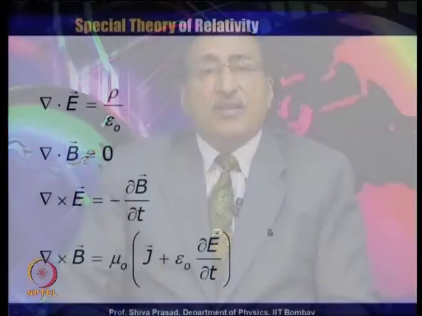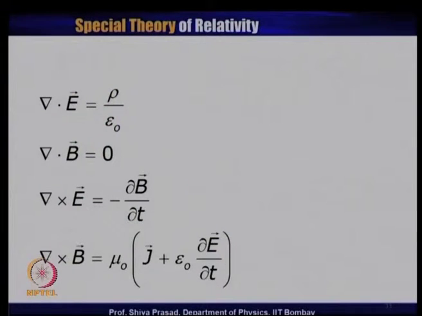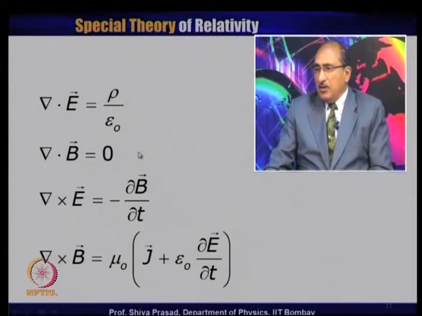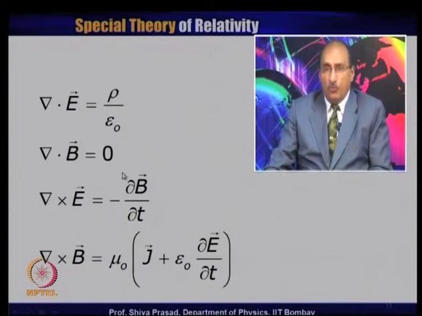So, these are the four Maxwell's equations, which are very, very standard equations. The first equation is essentially what we call Gauss's law, which talks of the divergence of the electric field in terms of the charge density. This is a similar Gauss's law for magnetostatics, which says divergence of B is equal to 0, and this quantity is 0 because it says that there is no monopole.